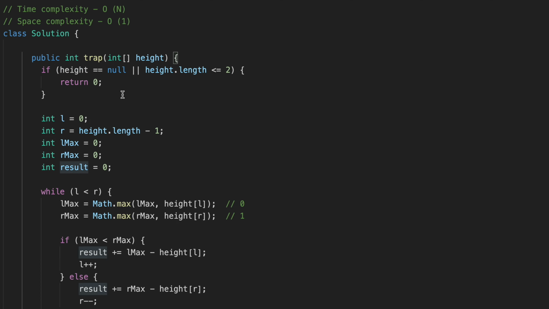So the time complexity in this case, we are going over our array only once, so it's O(n), and the space complexity is O(1) because we are not using any extra space.